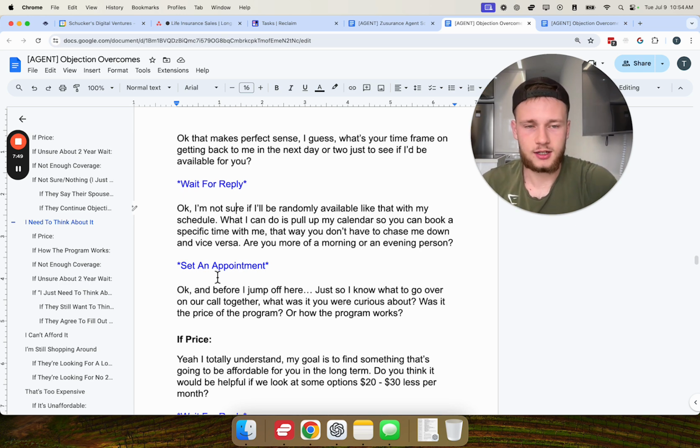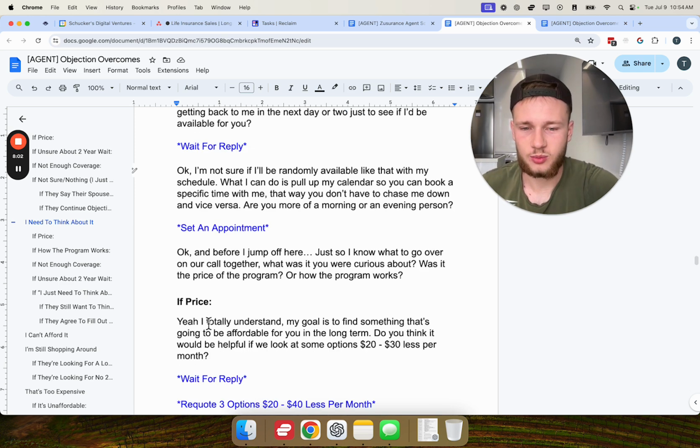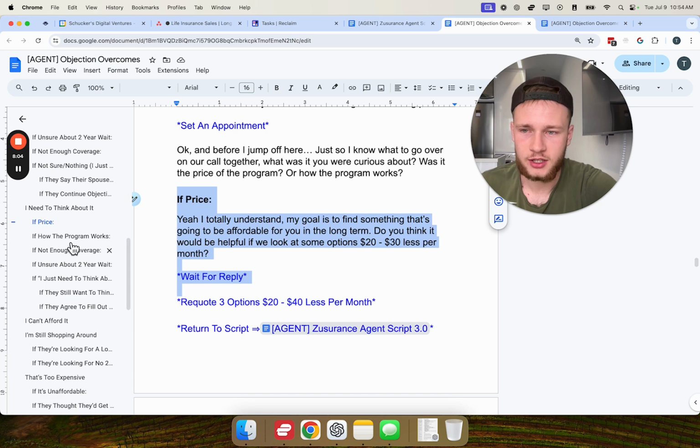So when they say they need to think about it, "I need to think about it" is always a smokescreen for uncertainty. So we have to figure out what they're actually uncertain about so that we can then tackle that root objection, right? So is it the price or how the program works? So if it's the price, you do this, right?